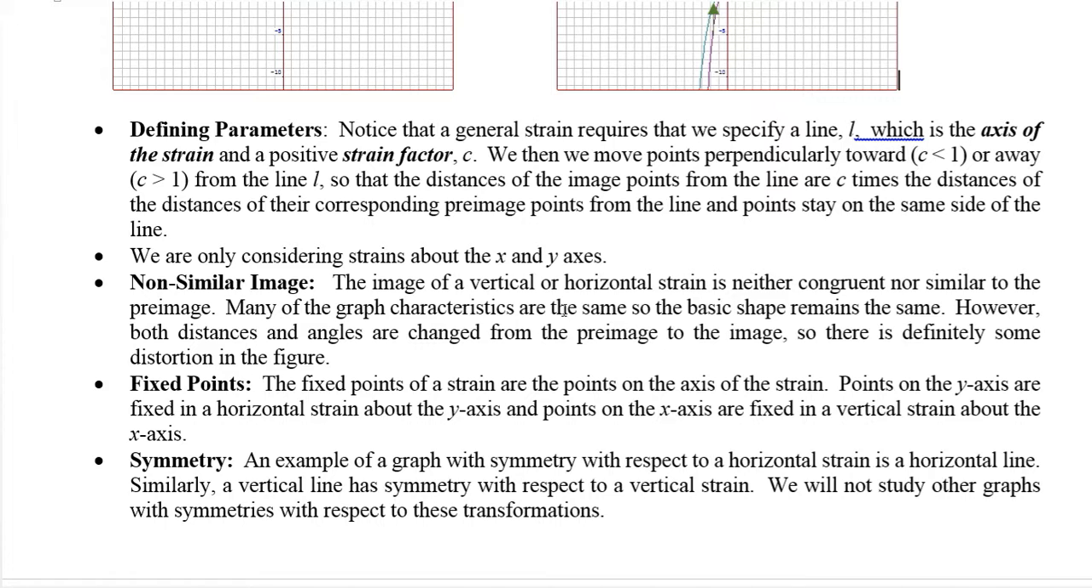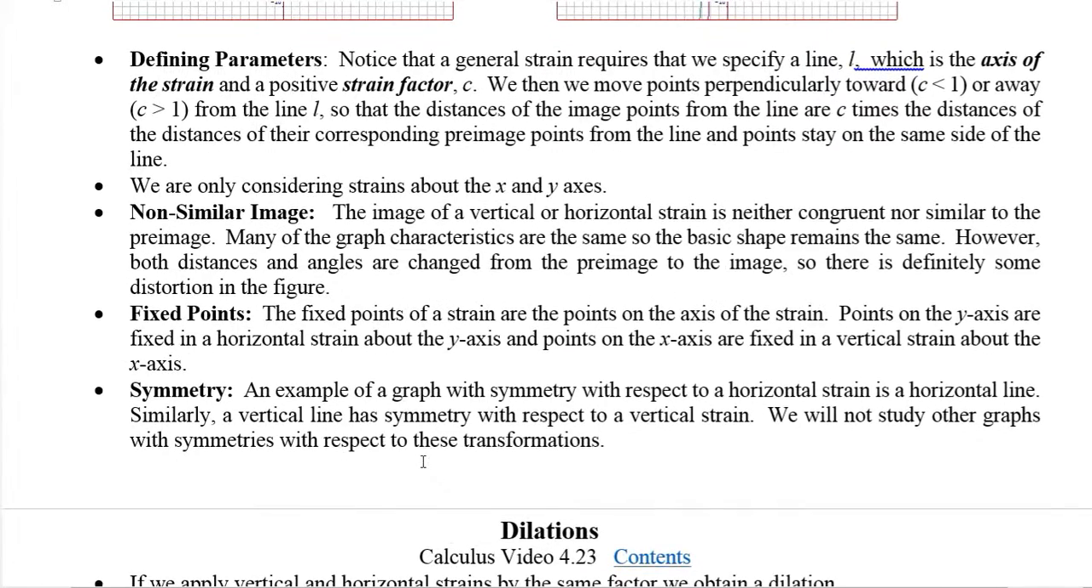The fixed points of a strain are the points on the axis of the strain. So if you're doing a vertical stretch or vertical strain, points on the x-axis are fixed. If you're doing a horizontal strain, the points on the y-axis are fixed. So not many things have symmetry with respect to a strain, but a horizontal line has symmetry with respect to a horizontal strain, and a vertical line has symmetry with respect to a vertical strain, but most graphs will not have symmetry, so we're not going to really worry about those types of symmetries.